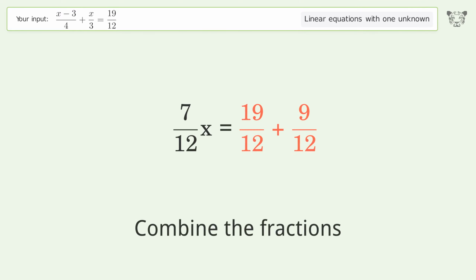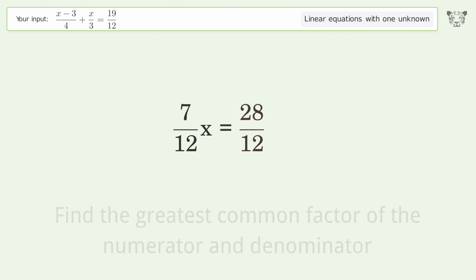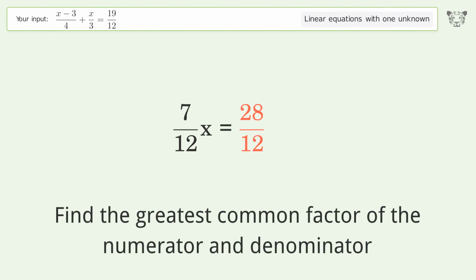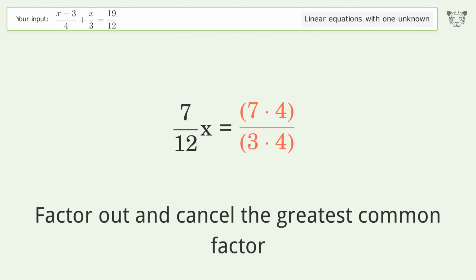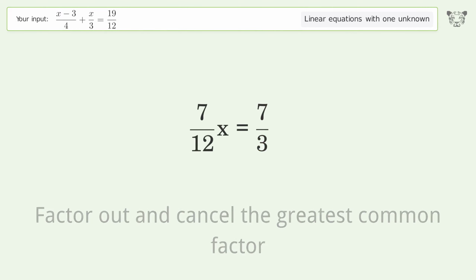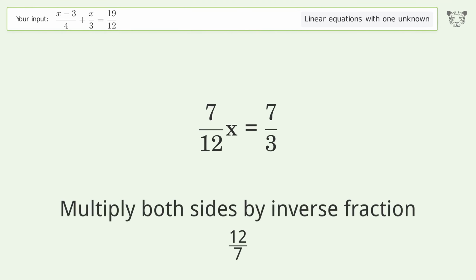Combine the fractions. Combine the numerators. Find the greatest common factor of the numerator and denominator. Factor out and cancel the greatest common factor. Isolate the x. Multiply both sides by inverse fraction 12/7.